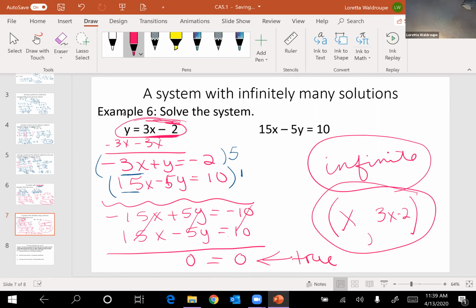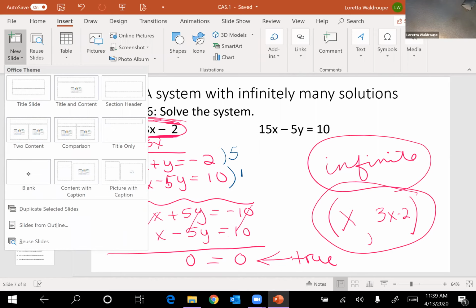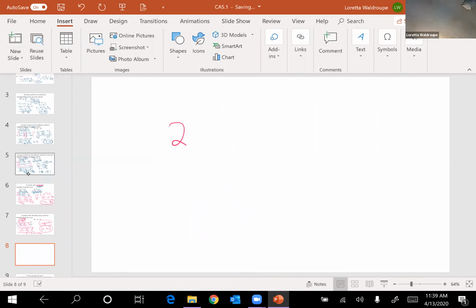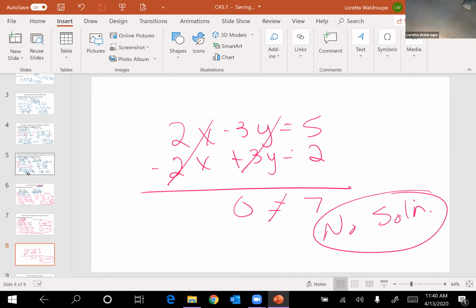When you solve and your variables drop off, I'm going to insert a new slide here. Okay? But what's left is not true. That is not true. That's when you have no solution. Okay?